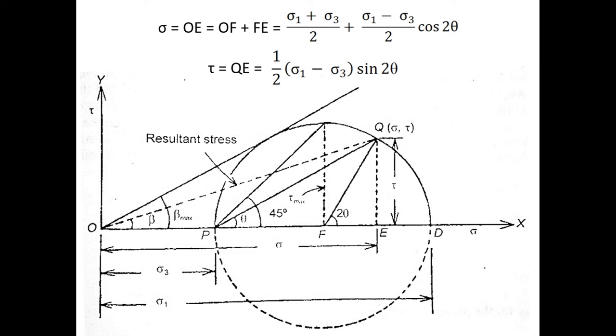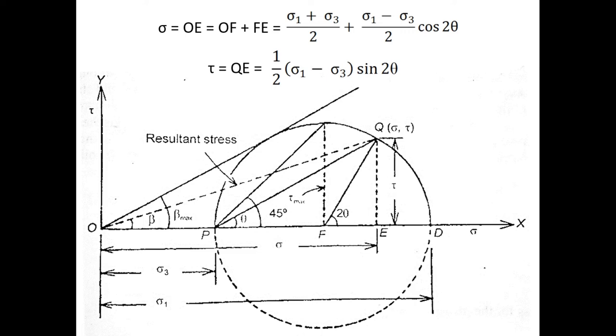And the angle subtended now is QPX, correct? Which is theta, which is similar to the angle at which the plane AB was inclined to the major principal plane, XX, similar to the wedge. So if I draw such a plane with the pole P at the origin point inclined at an angle theta, it will intersect the Mohr circle at a point Q.